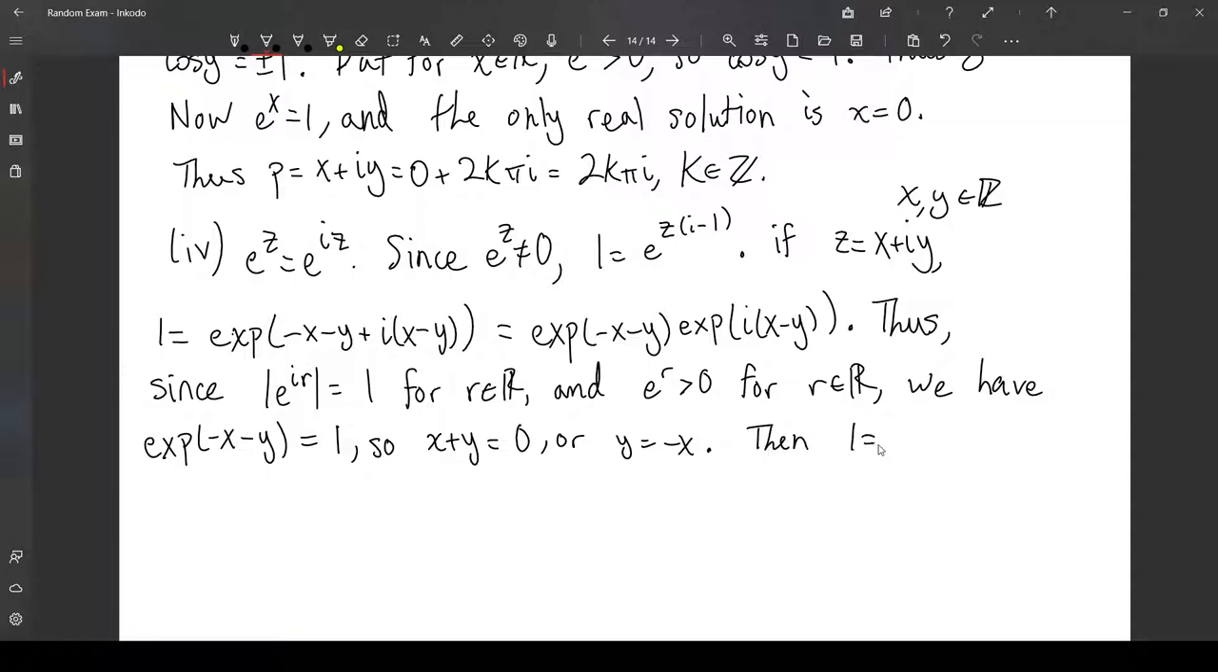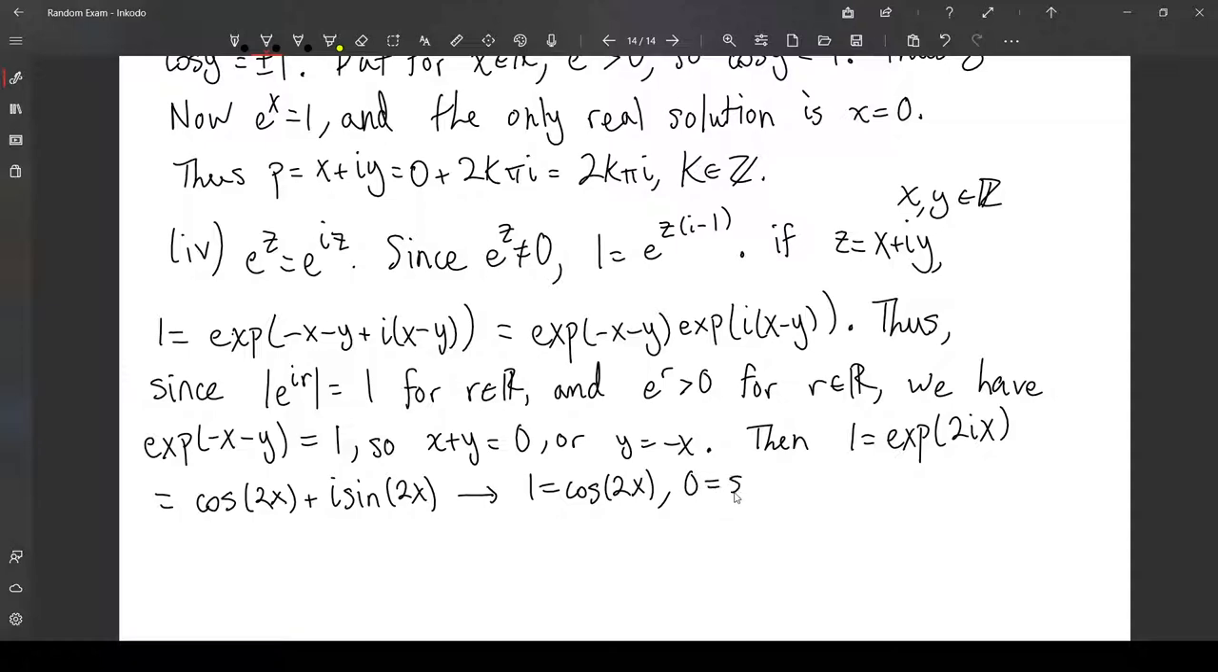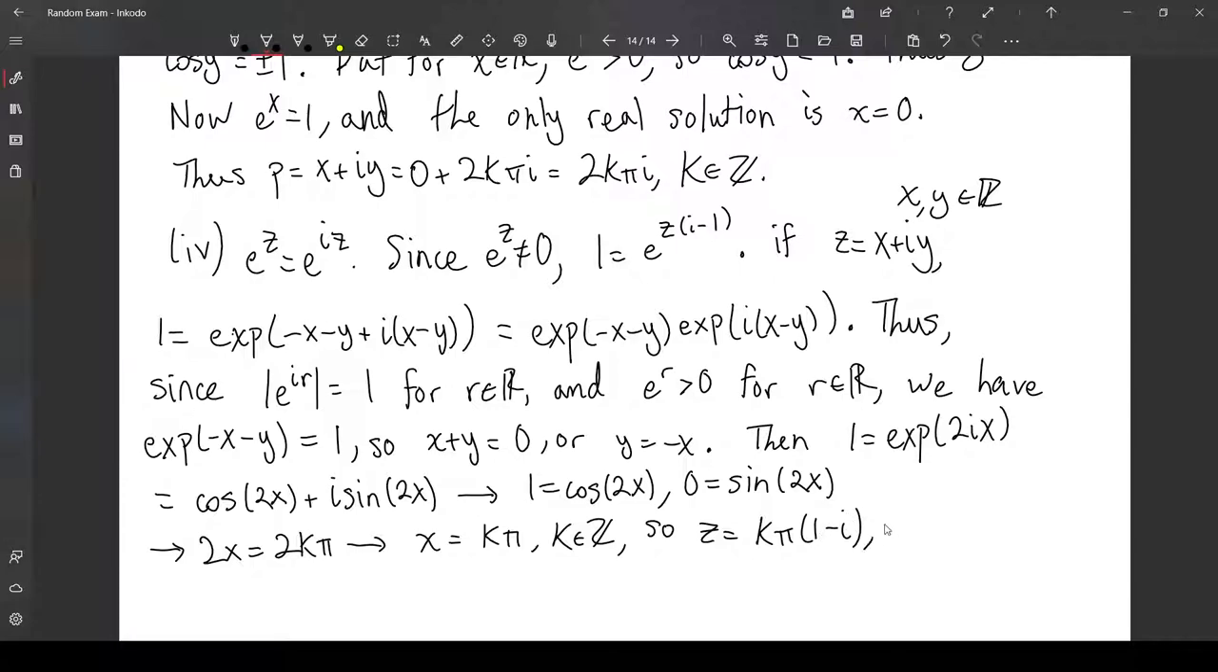Then 1 is equal to e to the 2ix, which is equal to cosine of 2x plus i sine 2x, which implies that 1 is equal to the cosine of 2x and 0 is equal to the sine of 2x, which implies 2x is equal to an even integer multiple of pi, which implies x is an integer multiple of pi, k in Z. So z is equal to k pi times (i minus 1), k is in Z.